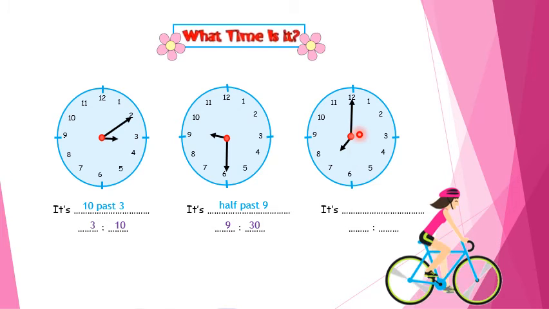We have here the short arm on 7 and the long arm on 12, so it's 00 minutes, so it's 7 o'clock. And how do we write it in digital form? Right here we have the hours and here the minutes. So here we write 7, and here it's on 12, so it's 00 minutes.